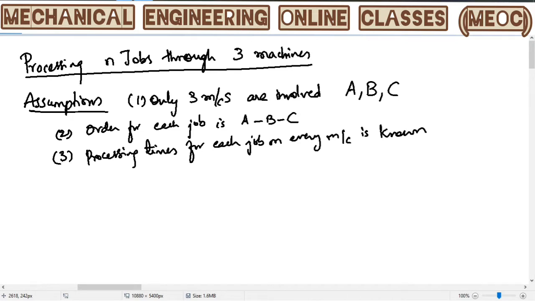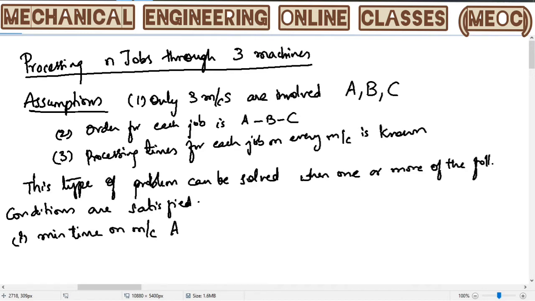Now using the processing procedure suggested by Bellman and Johnson, we know how to find the optimum sequence for n jobs that are processed on 2 machines. But now because this is 3 machines, Johnson had given 2 conditions. If at least one of the 2 conditions is satisfied, then we can apply the procedure laid down by them. Let us see what the 2 conditions are.